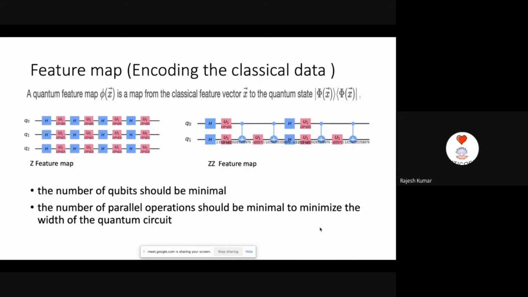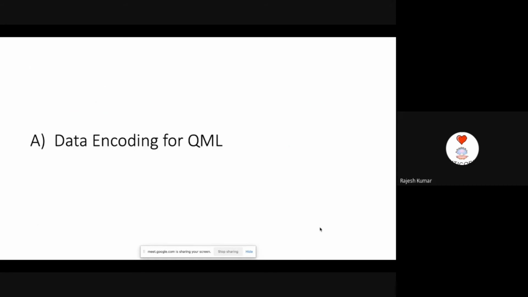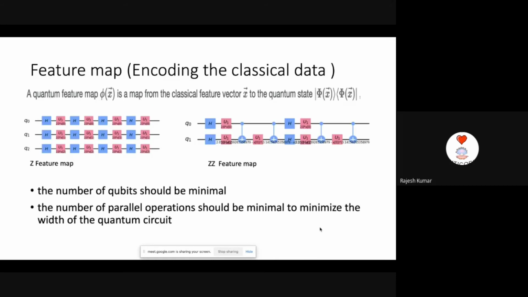How will that mapping happen? It is called data encoding, or feature mapping. Just terminologies, be aware of them. Feature mapping is nothing but mapping the classical data to quantum.